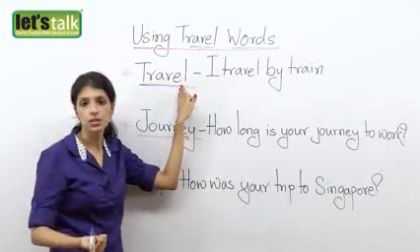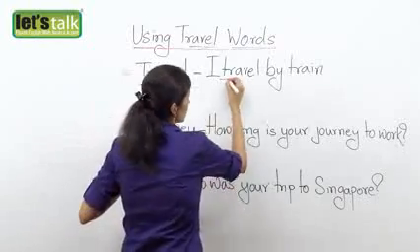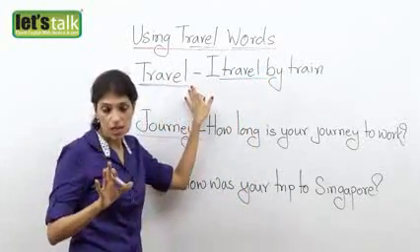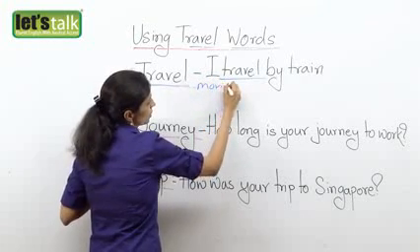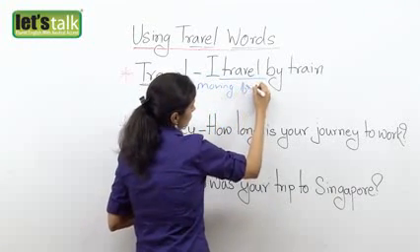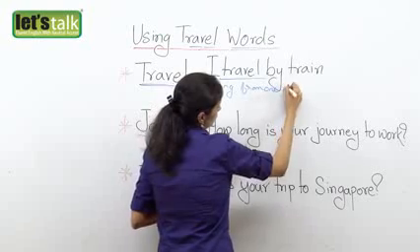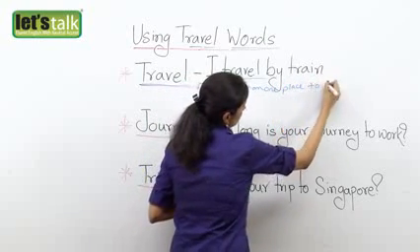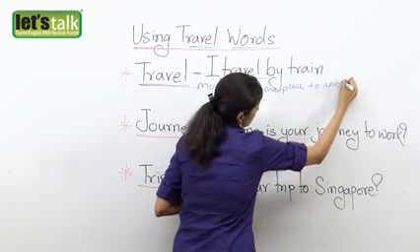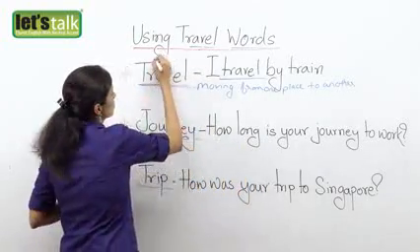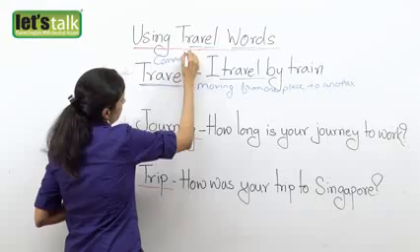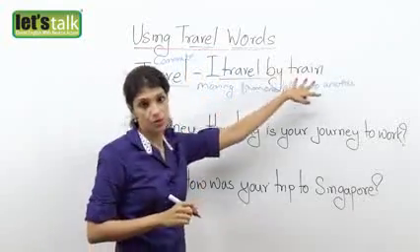So how do you go to work? I travel by train. Now travel means moving from one place to another. A lot of times people use the word commute, which is also correct. Okay, so you can say I commute by train.